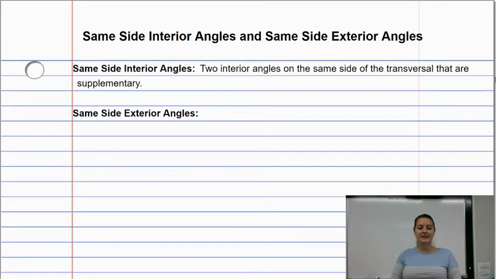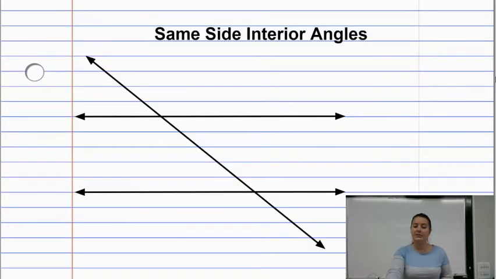Same side interior angles are two interior angles on the same side of the transversal that are supplementary. We've seen a couple of these words before. We have seen interior angles, we have seen transversal, and we have seen supplementary. Let's talk about what that looks like.